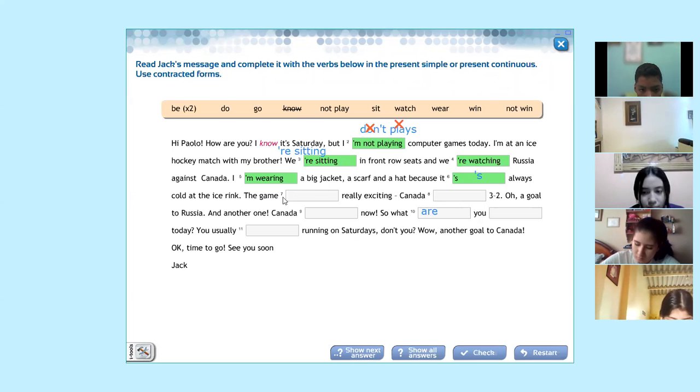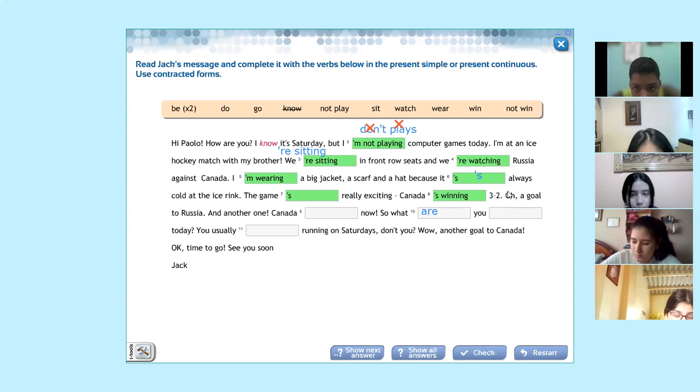The game is really exciting. Canada is winning 3-2. Okay, thank you. Continue with the next one. Omar Tomala. Oh, a goal to Russia and another one for Canada.